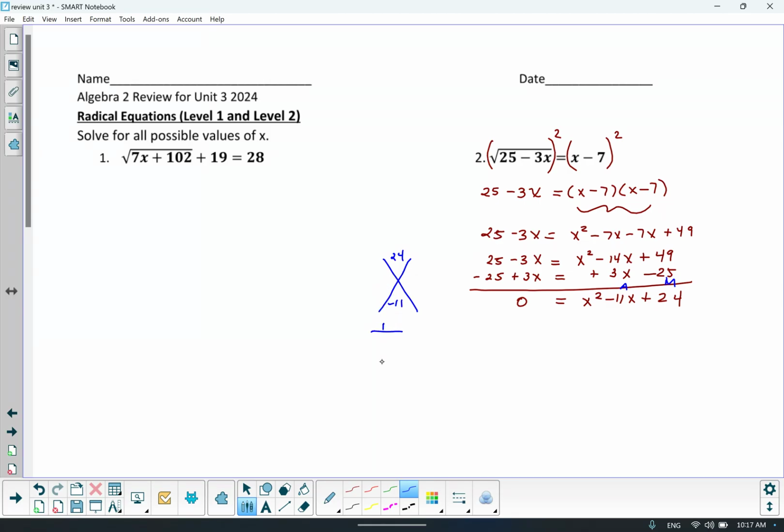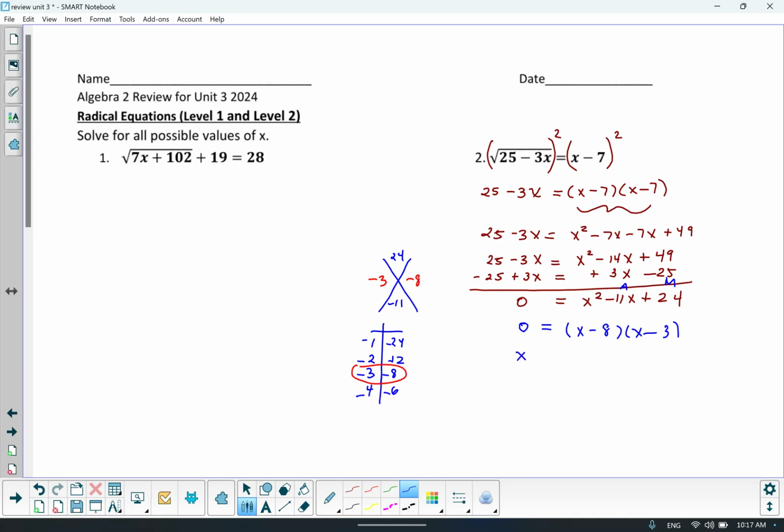Those factors, you would list them out. You have 1 and 24, 2 and 12, 3 and 8, 4 and 6, and that's all the factors. Again, they both have to be negative since it has to multiply out to a positive number. And the factors turn out to be negative 3 and negative 8. So we factor that, and now we solve.